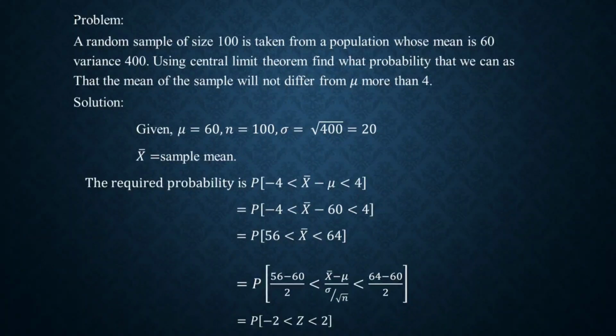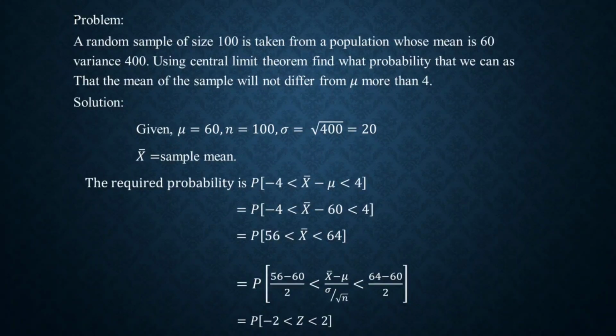Let us move to the next problem. A random sample of size 100 is taken from a population. So here the sample size is 100, which means n value is 100. Now the population has mean value 60 and variance 400. So here the given values of mean and variance are for the population. So we have mu value is 60 and sigma value is root 400, because variance is given. So sigma means root of variance, that is why root 400, which is equal to 20.